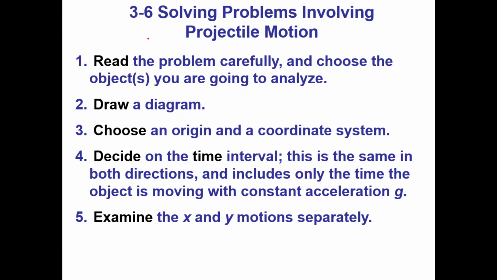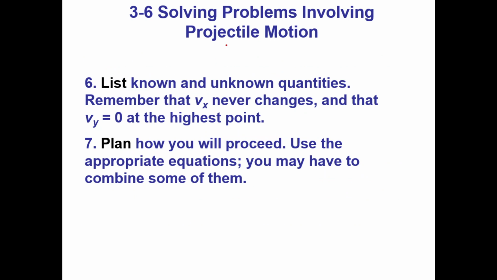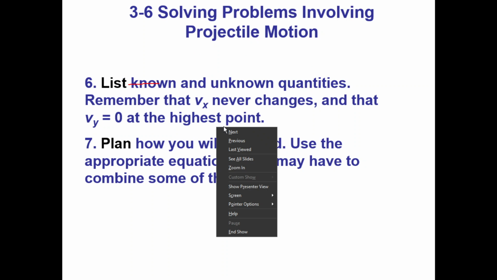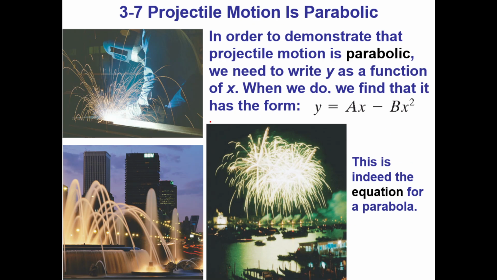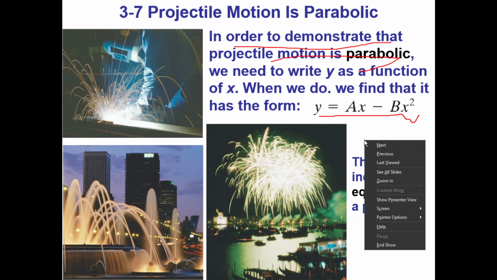How to solve the problem: read, draw, choose, decide, and examine. Then list and plan. You can do this however you're comfortable. In order to demonstrate projectile motion, we use fireworks, or everything in the real world. But we find that y is equal to ax minus b x squared. This is the equation for a parabola.